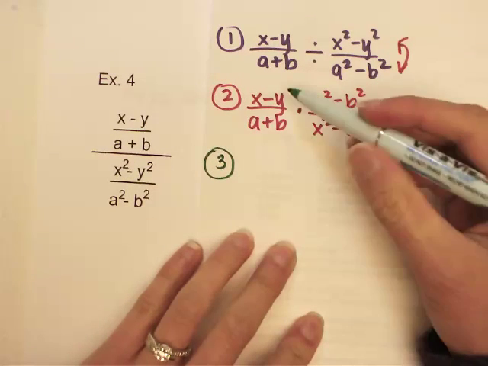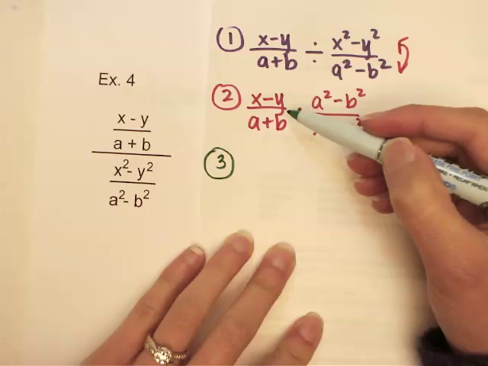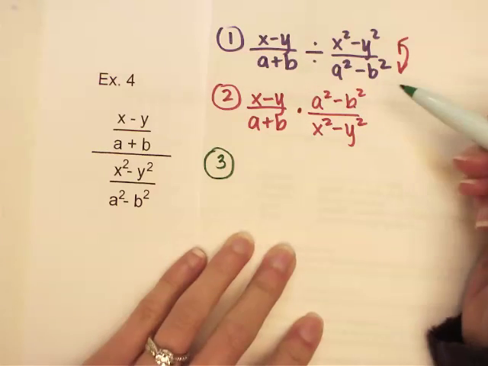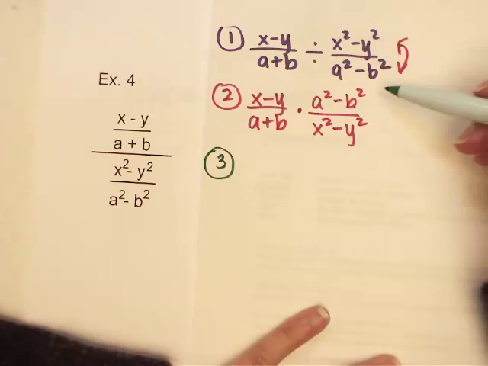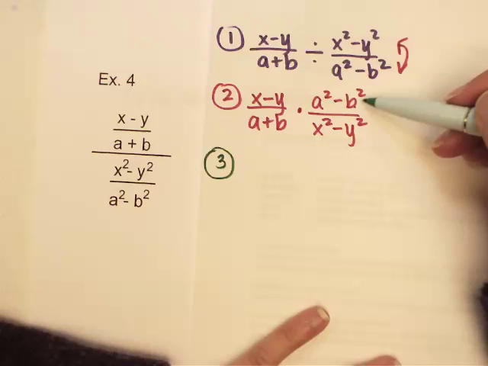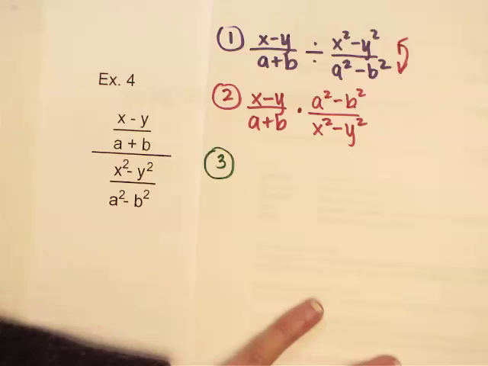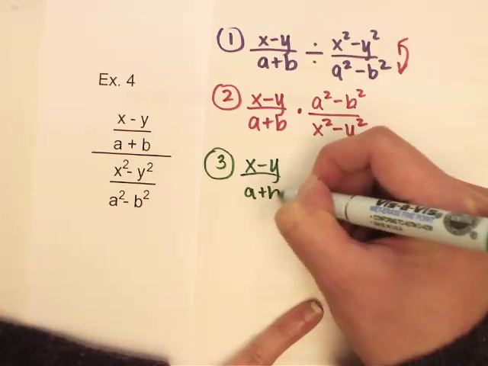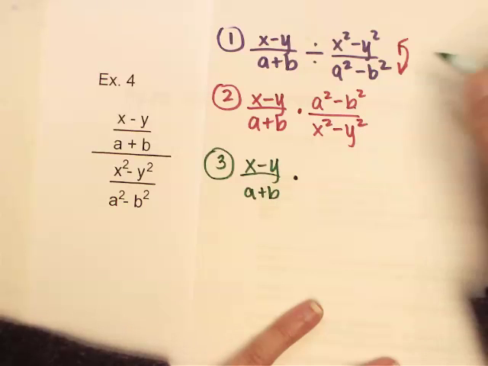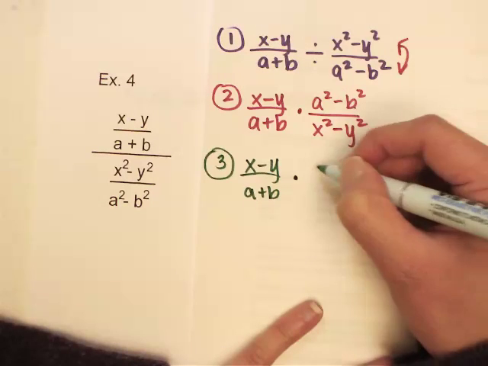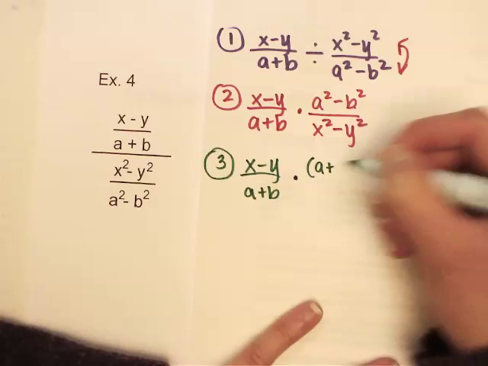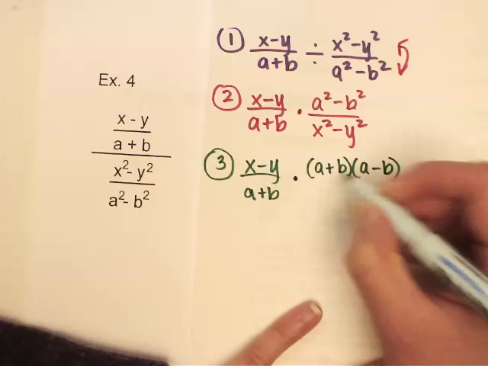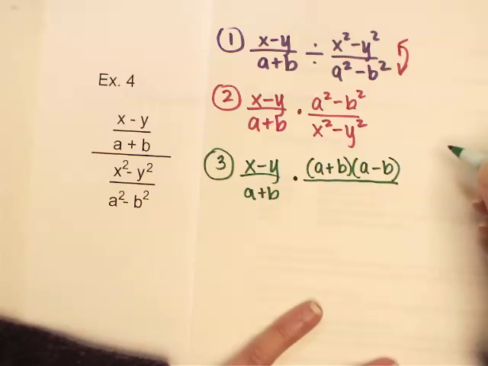Okay, so x minus y is already in its simplest form, so is a plus b. What about a squared minus b squared? Does that look like something familiar that we factored? It's a difference of squares, right? So I'm going to go ahead and rewrite this here first. And since this is a difference of squares, we know that we can factor it like so. Okay. And the same with the denominator.